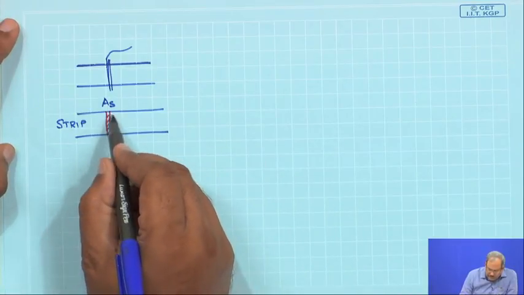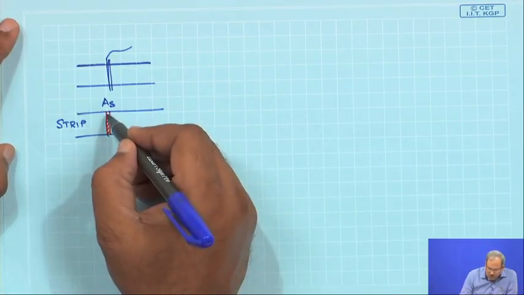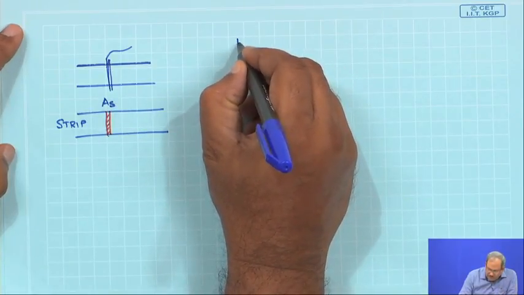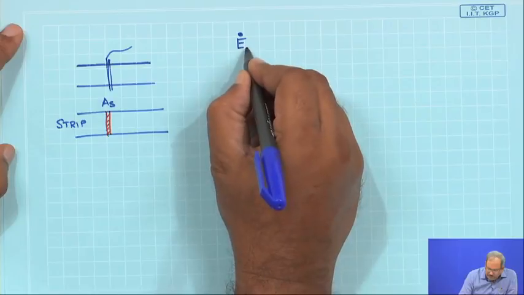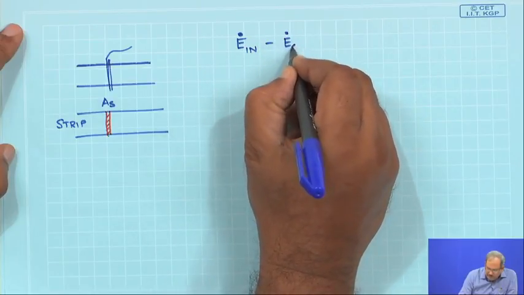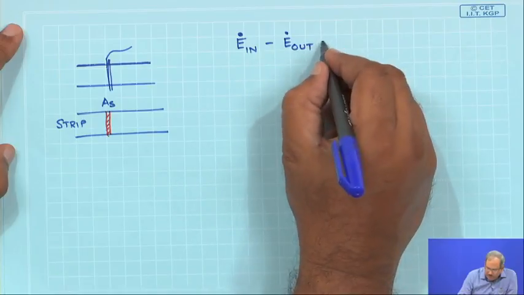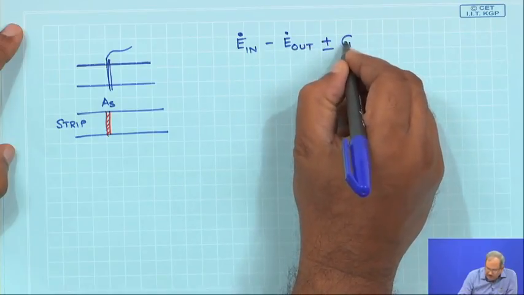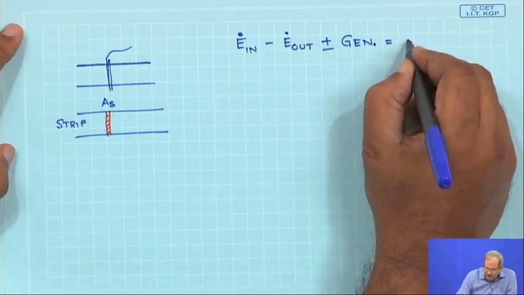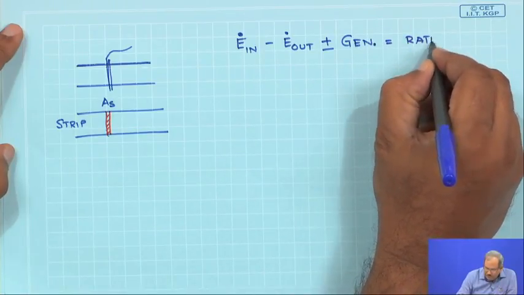So, in here there is no heat input, only heat is going out of it. If I write my basic conservation equation, it would be time rate of energy coming into the system minus time rate of going out of the system plus or minus generation or depletion is going to be equal to the rate of energy storage.